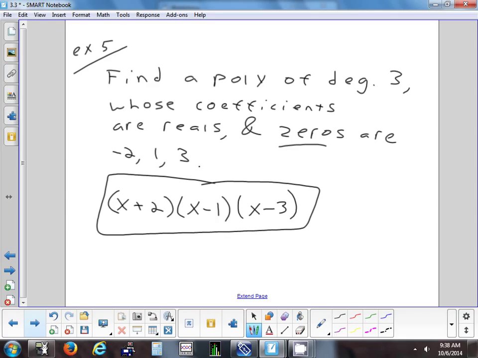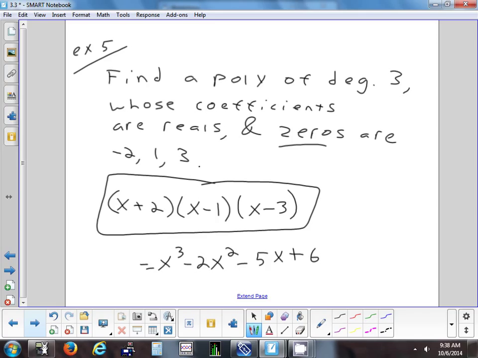Okay, let me see if the book actually does have it all FOILed out. It comes out to x cubed minus 2x squared minus 5x plus 6, if you FOIL it out.